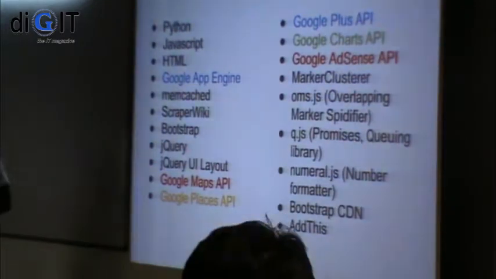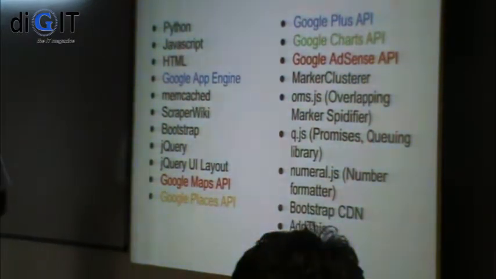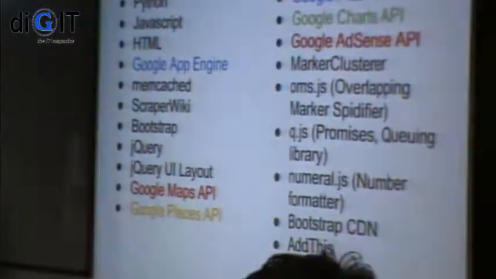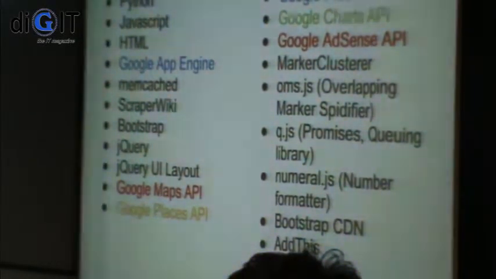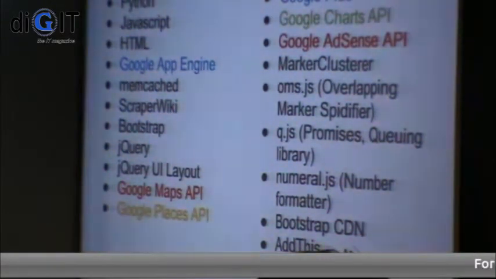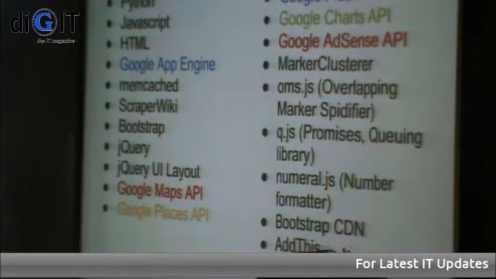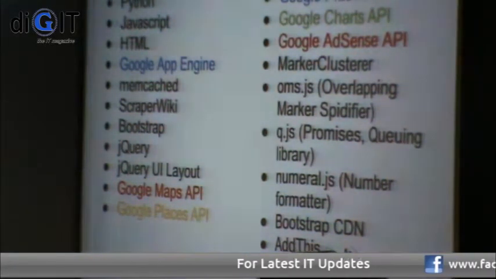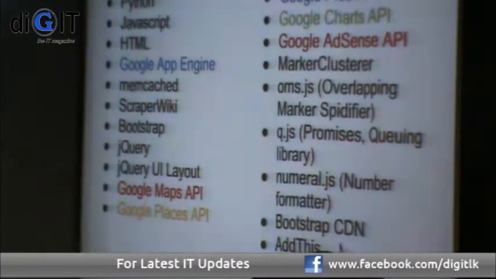And this is something interesting that's called OMS, or Overlapping Marker Spiderfier. So when you click on the clustered marker, which has more than one listing associated with it, what it does by default is it will show it like a spider. So you can actually handle more than one marker on one place. And Q.js is a querying library, and allows you to have asynchronous kind of JavaScript. So, for example, you won't get unexpected behavior when you run something, right?